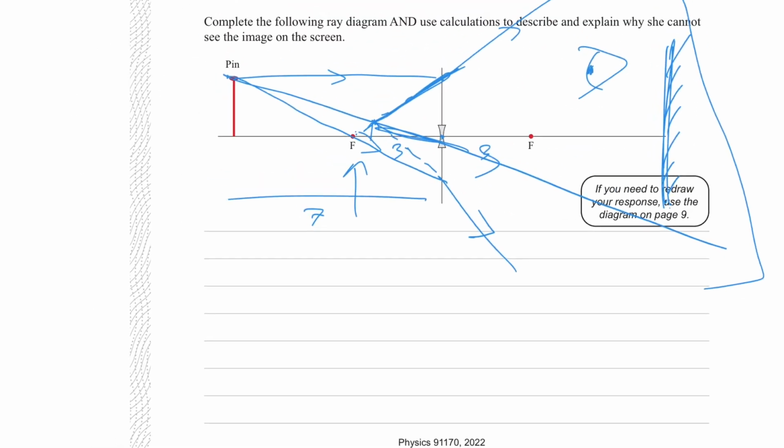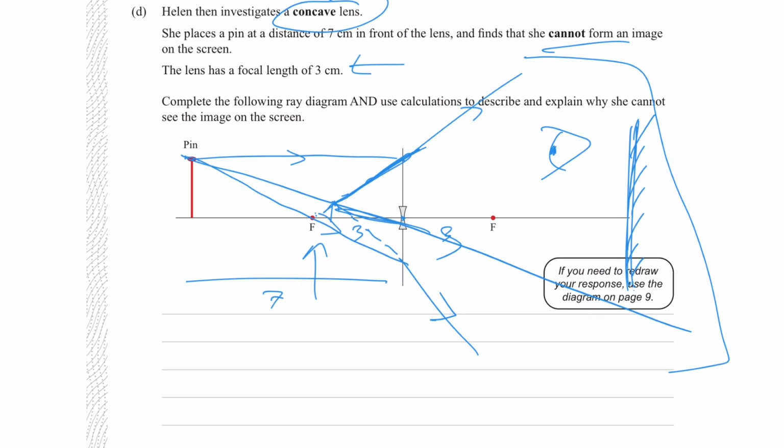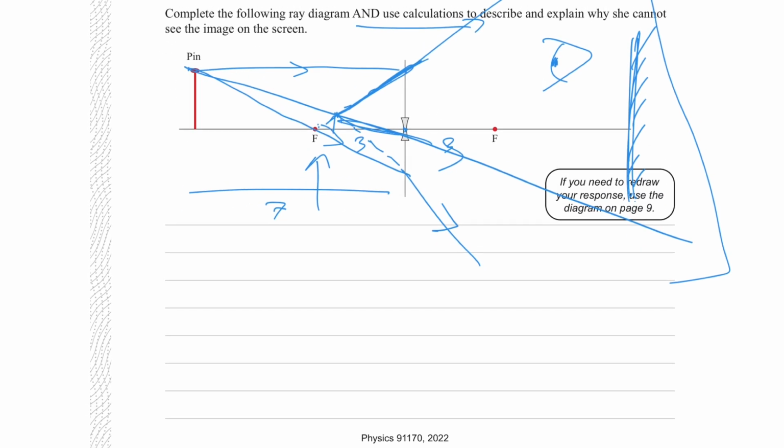Okay, what was the rest of the question? Use calculations to describe and explain why she cannot see the image on the screen. So your classic calculation would be 1/f = 1/di + 1/do. So we know do is 7 centimeters. I'm just going to go over the top of that in a different colour. 7 centimeters. That's a positive number.